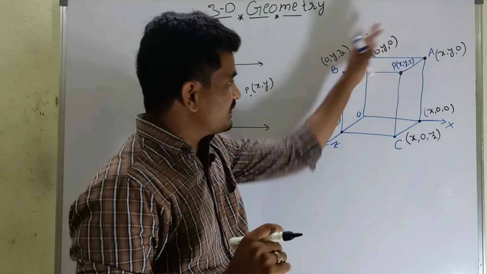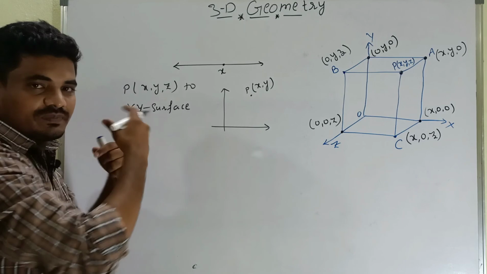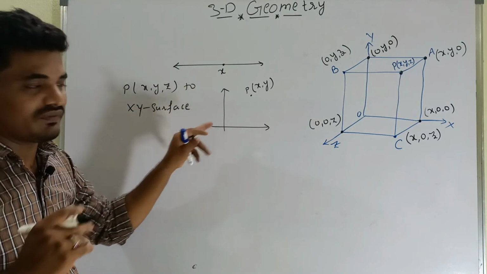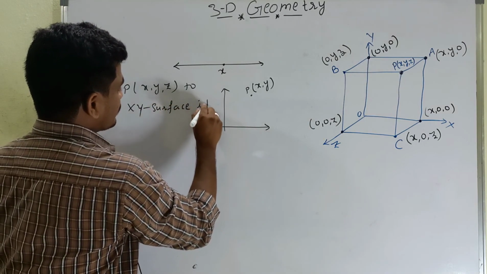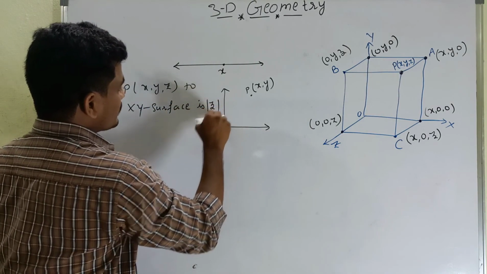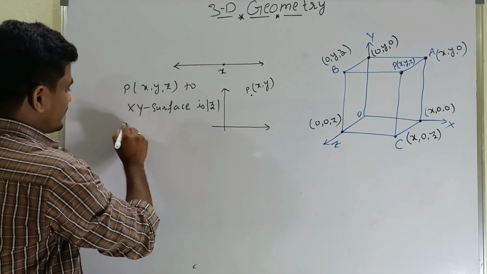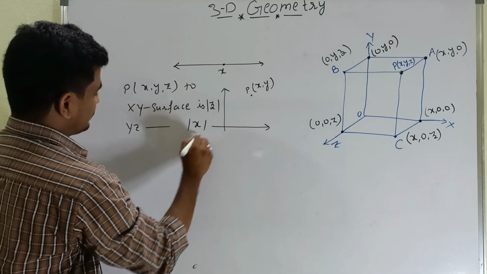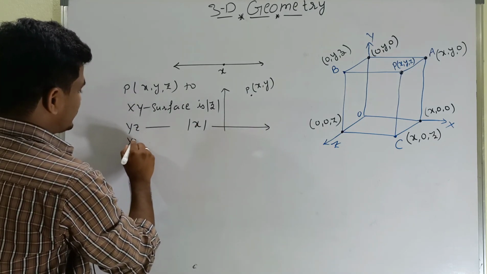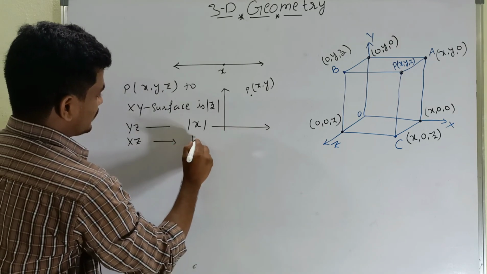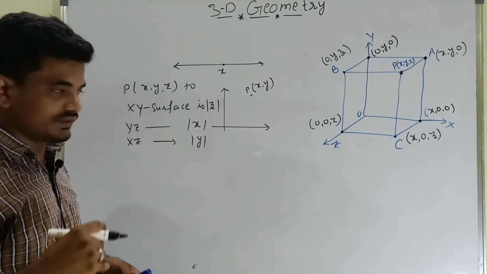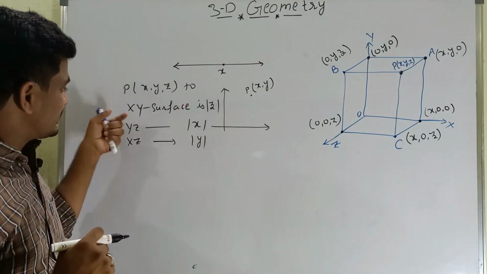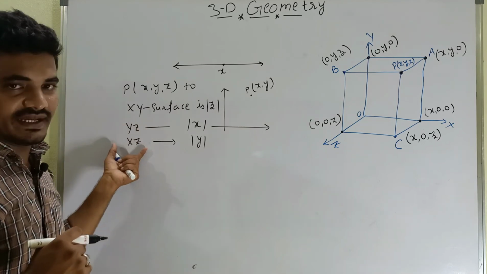Next, the distance from point P, x, y, z to the xy surface is mod z. Similarly, for the yz surface we get mod x, and for the xz surface we get mod y. So this is the distance from point P, x, y, z to the surfaces xy, yz and zx.